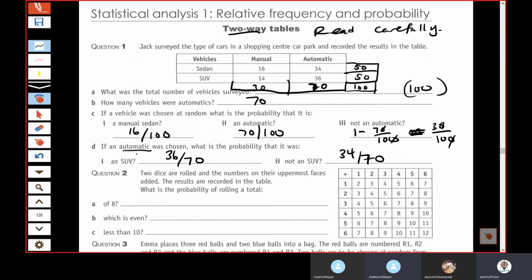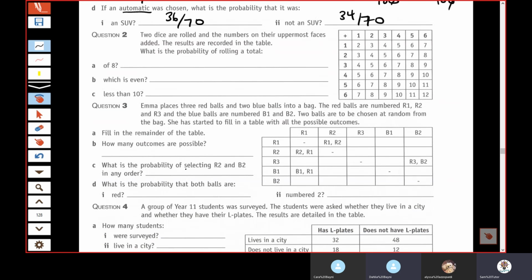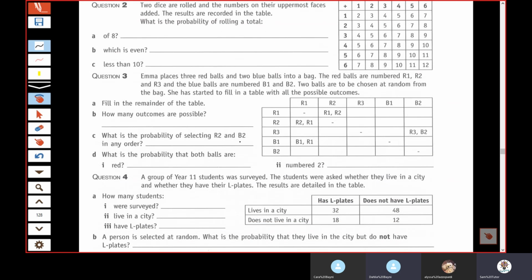So important. If an automatic was chosen, that means you're looking at 70s. All right. Cool. I feel like you guys can do that one. Let's try maybe this weird looking one.